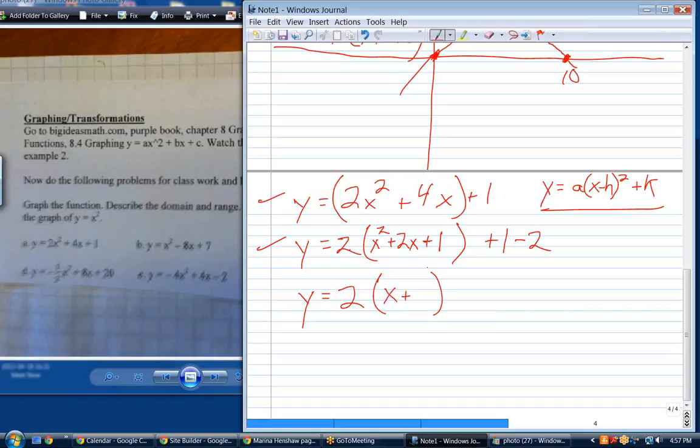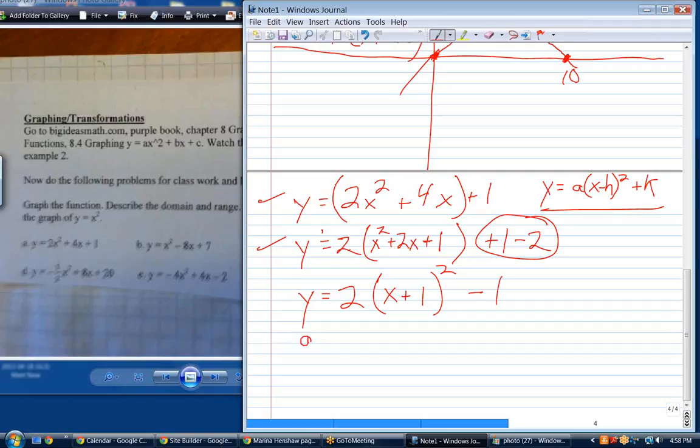What's the x plus 1 quantity squared? In other words, my whole point in completing the square to get this thing to look like that was so that I could write it x plus 1 quantity squared. But what about the +1 minus 2 on the outside? That now becomes minus 1. I just combine them. Now I have it in this format.